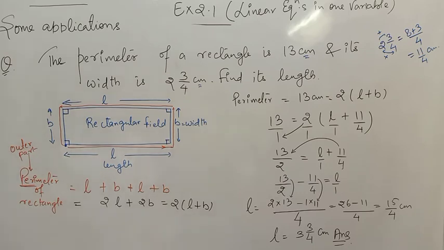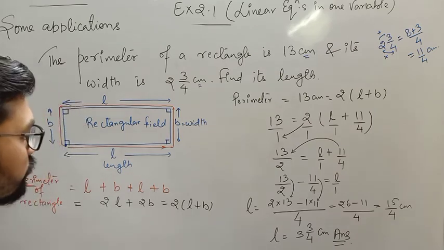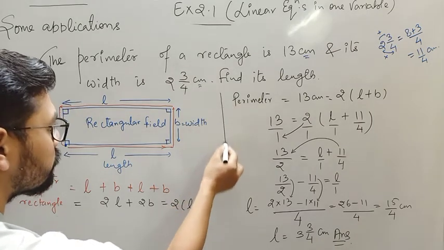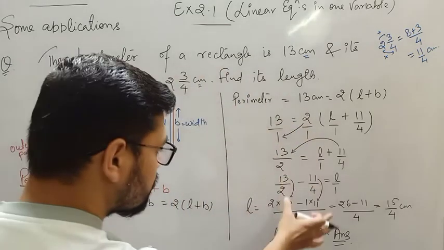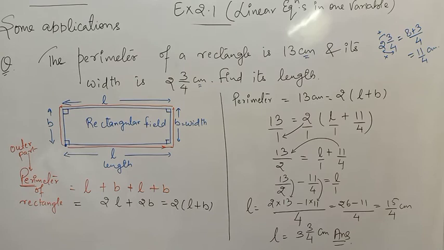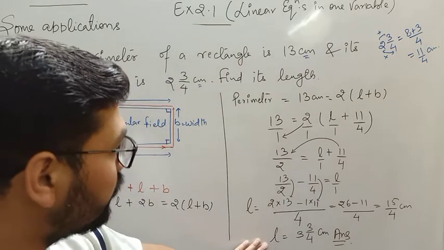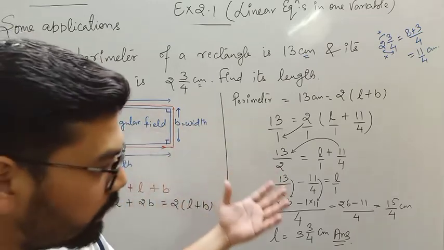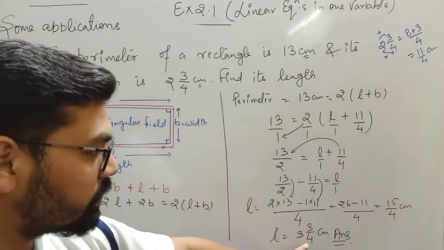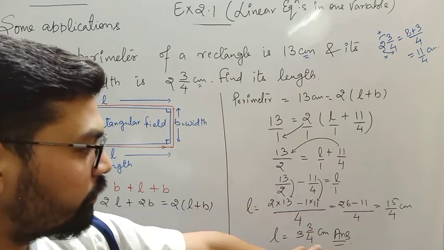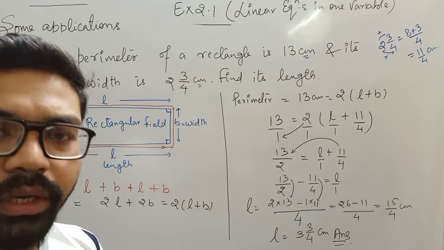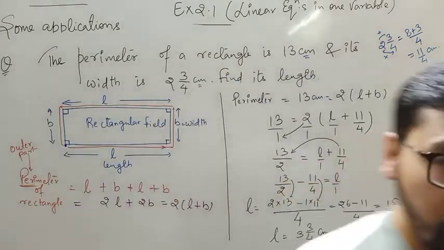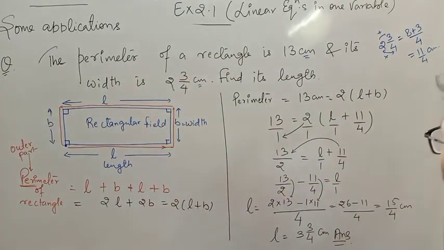So this is the generalized concept, the concept of perimeter of a rectangle, and here is the solution of this question. In this way you got the value of length of this rectangular field, 3 3 by 4. I hope this is clear to you all. How can 15 by 4 be written as 3 3 by 4? Is there any doubt? If any student has a doubt, they can ask me in the Zoom session. Okay, I'll explain.